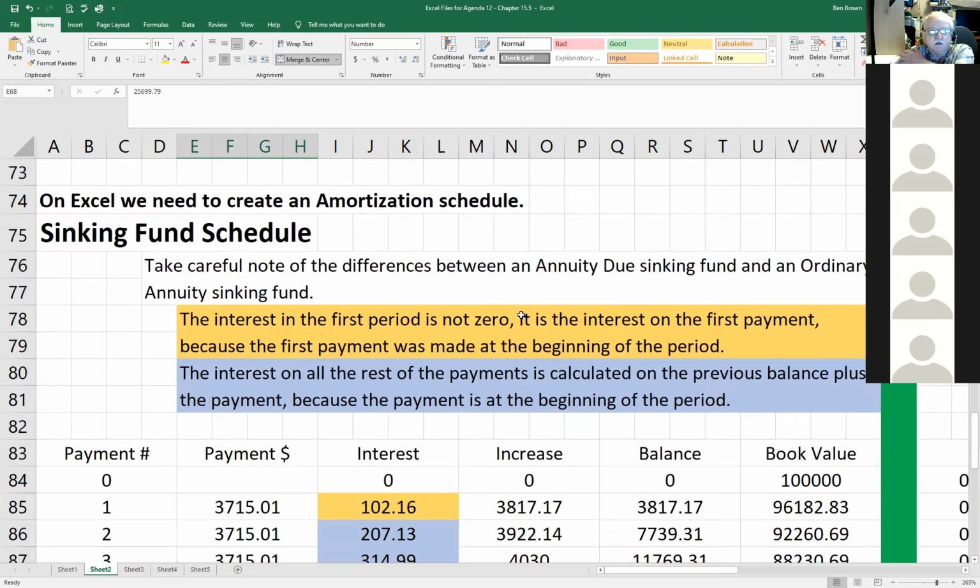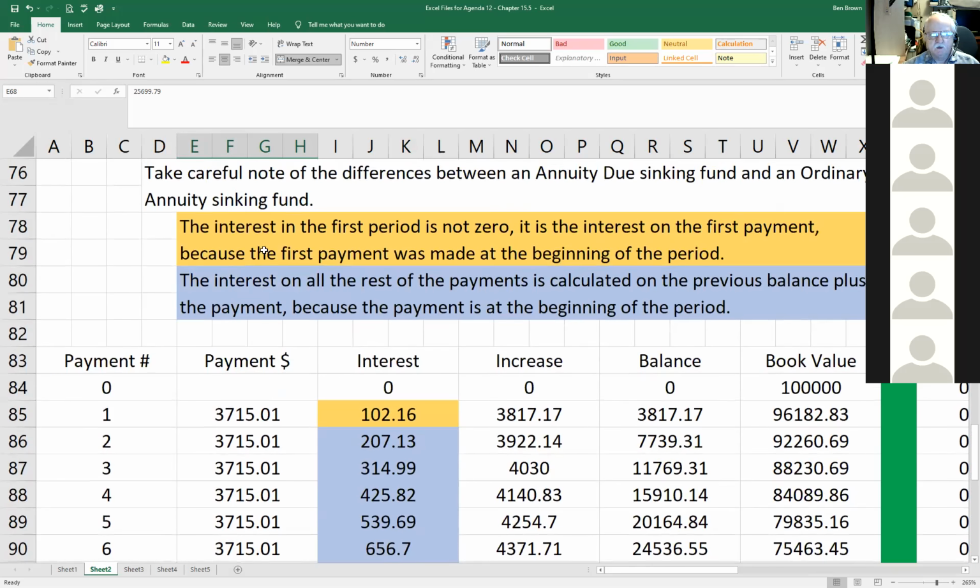We could create an amortization schedule. And I say here, take careful note of the differences between an annuity due sinking fund and an ordinary annuity sinking fund.